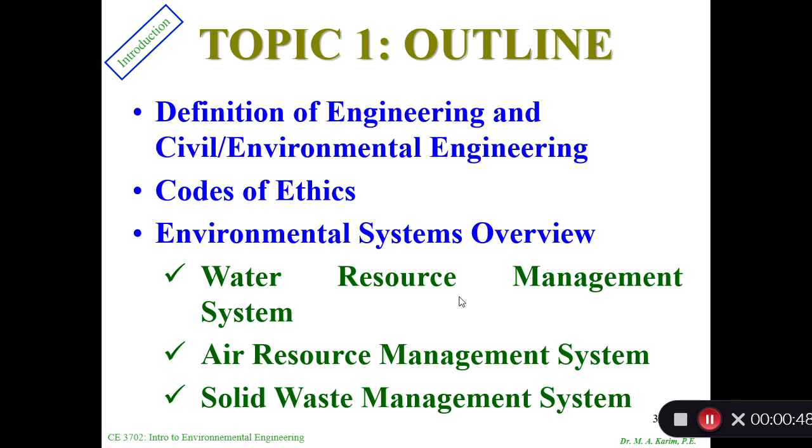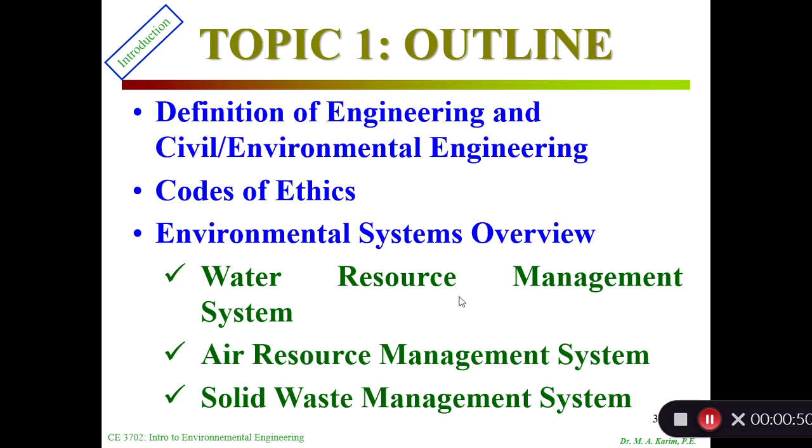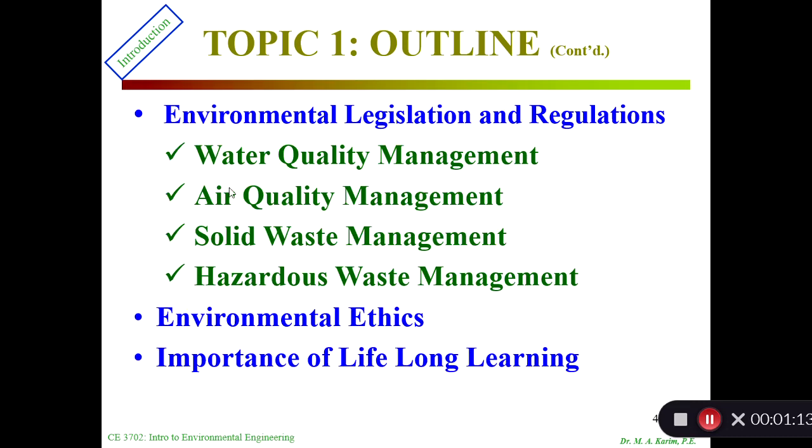So this is the outline that we are thinking to cover in this topic. First is the definition of engineering and civil and environmental engineering overall. Then codes of ethics. We'll discuss a little bit of engineering ethics or environmental ethics. Then environmental systems overview. We'll do three different systems: water resource management system, air resource management system, and solid waste management system. Then we'll see a little bit of environmental legislation and regulation: water quality management, air quality management, solid waste management, and hazardous waste management. Environmental ethics and the importance of lifelong learning are the ones we'll see.